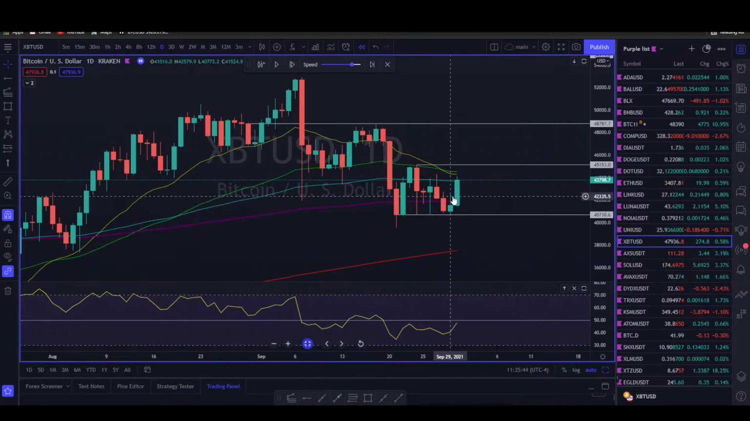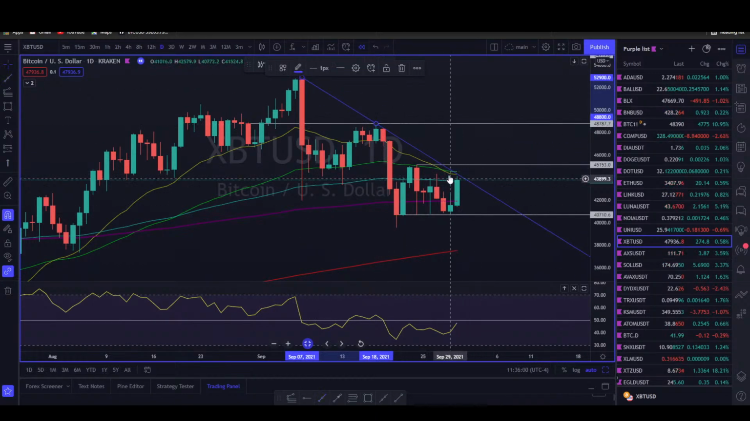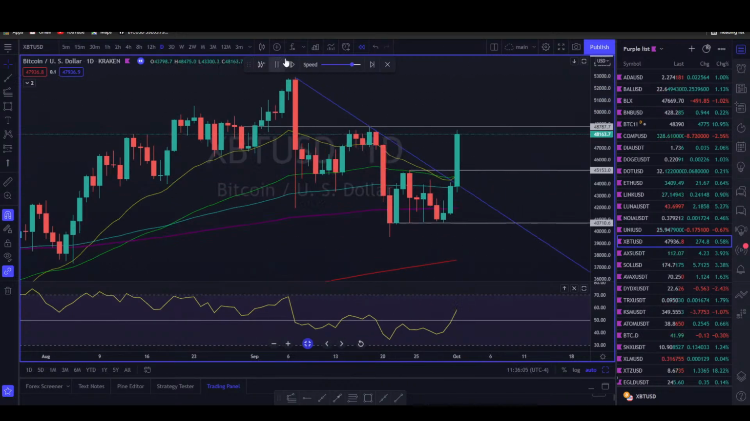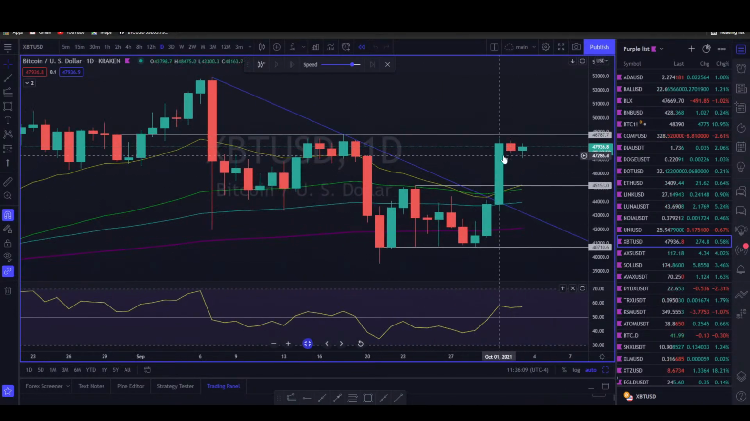But anyways, so many people are getting short because of this, because of that, because of resistance. I mean, you name it. Because of the downtrend, because of this. All of these people are getting short because of all of this right here. What happens? Boom, shakalaka. That's what happens. That's a short squeeze.